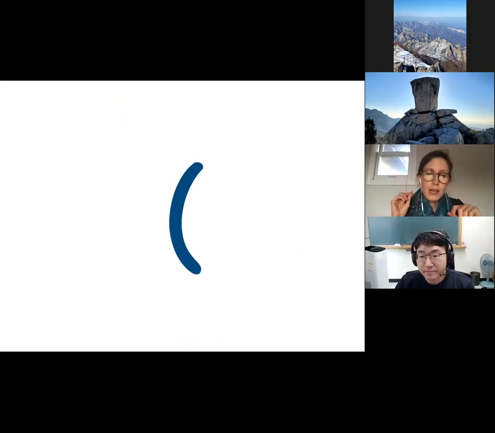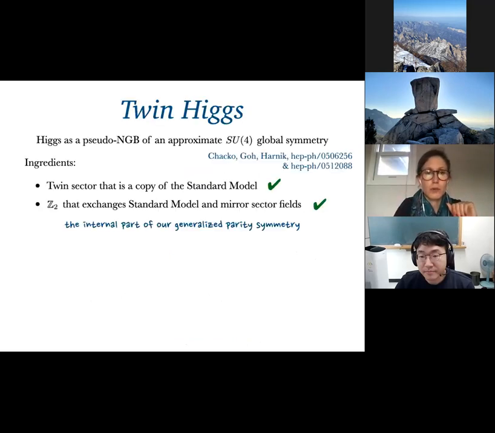So let me make a very brief parenthetical remark to remind you about this. The main idea behind the twin Higgs mechanism is to realize the Higgs of the standard model as a pseudo-Nambu-Goldstone boson of an approximate SU(4) global symmetry.